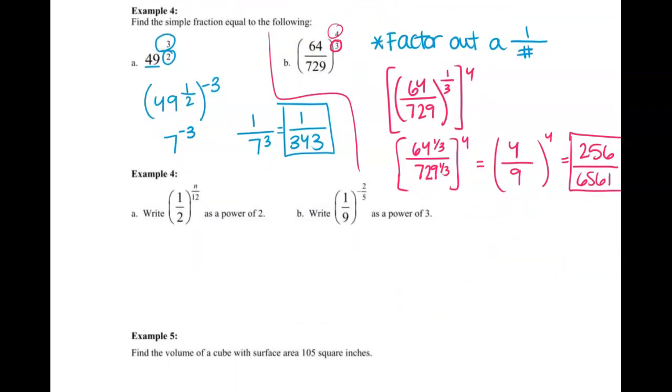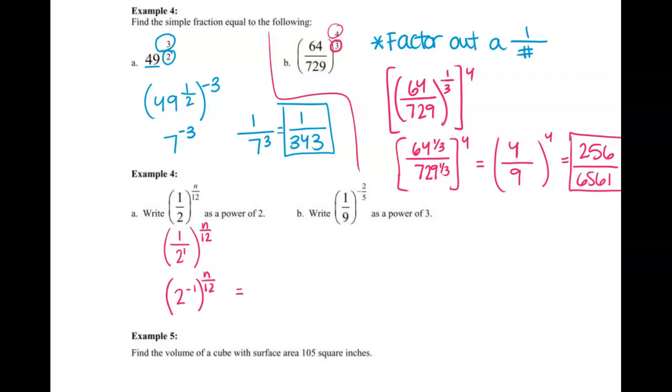These get a little bit trickier. So we want to write 1/2 to the n over 12 power as a power of 2. So essentially what we do, we're just looking at the inside for now, what's inside the parentheses, 1 over 2. Well, 1 over 2 is the same as 1 over 2 to the 1st power. And we care about powers of 2, that's why we're doing that. So it's 1 over 2 to the 1st to the n over 12 power. But we also know that 1 over 2 to the 1st is 2 to the negative 1st power, and this is to the n over 12.